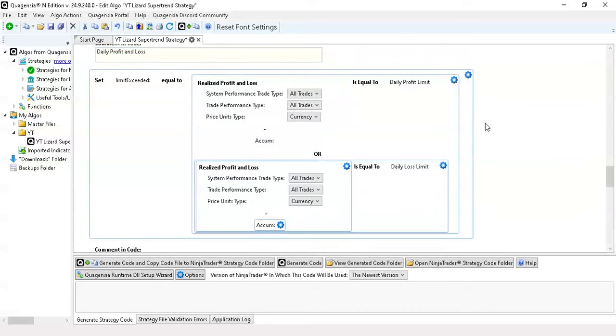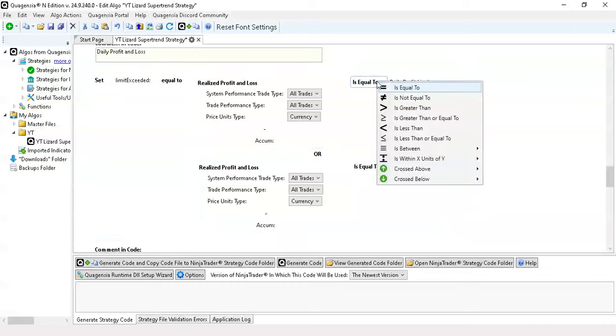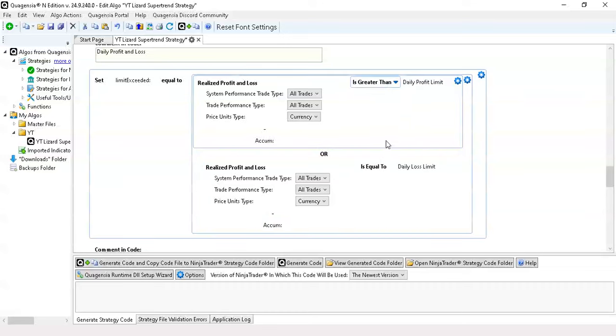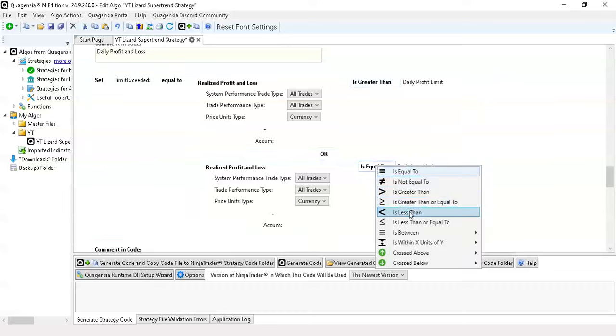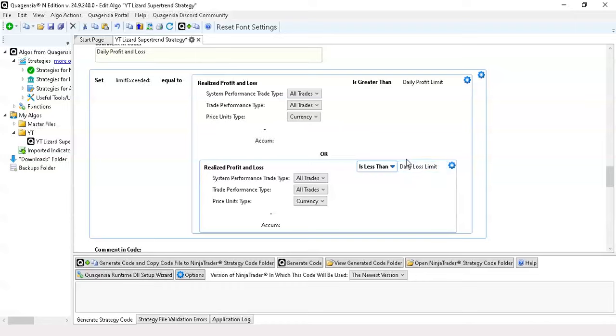All right, one thing you always want to make sure of is that you always update these. If the limit exceeds the profit and loss for the day, if it's greater than, and if the daily loss, excuse me, I apologize, let me go back up. I kept saying profit and loss. So if the realized daily profit is greater than the daily profit limit, the limit is exceeded and it will be set to true. If the realized profit and loss for the day is less than the daily loss limit, it will be set to true.